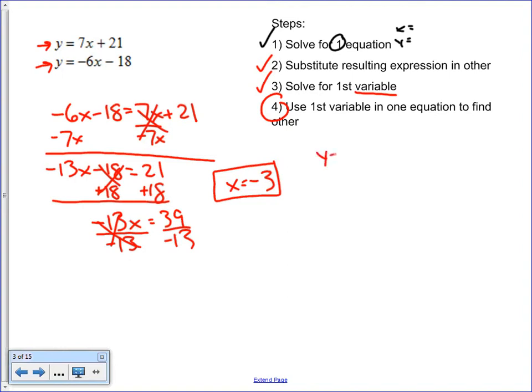So we have y equals 7 times negative 3, swap the x with the negative 3, plus 21. And now let's solve for y. So 7 times negative 3 will give me a negative 21.